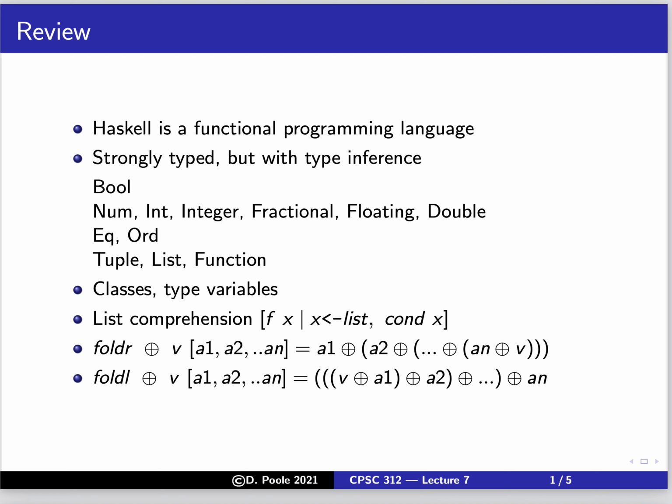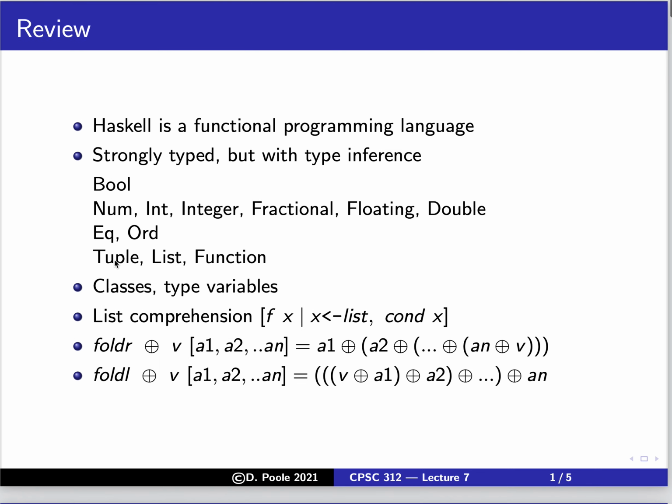So here's a review of what we've done so far. Haskell is a functional programming language. It's strongly typed, it has type inference, so you don't need to specify the types. And the types we looked at are booleans, and these particular classes and types. There's the class of equality and order, and we also looked at the tuples, lists, and function types. All right. We'll also have to know about classes and type variables.